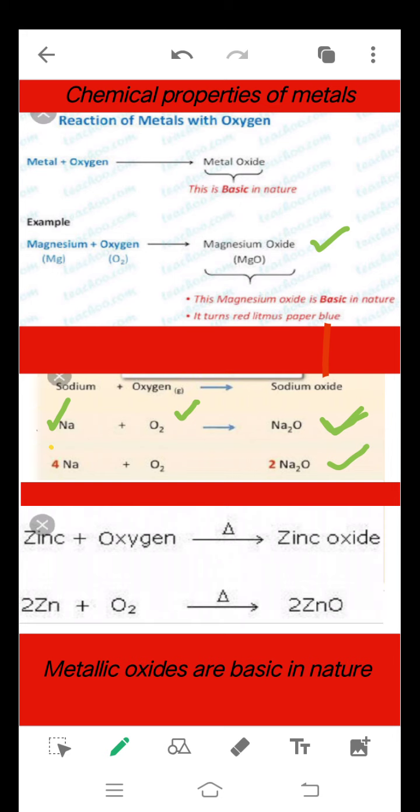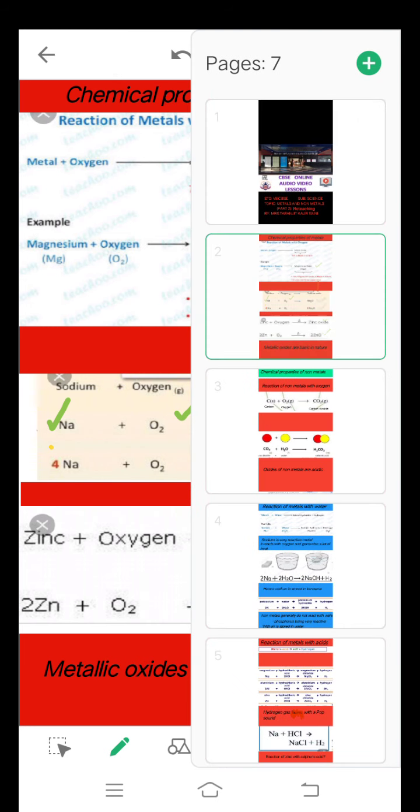Another example taken is zinc with oxygen. When zinc reacts with oxygen, it forms zinc oxide. Here again, a balanced equation is given. In 8th standard, even if you don't balance the equation, it's okay, children. Now, from all these we conclude that metallic oxides are basic in nature.